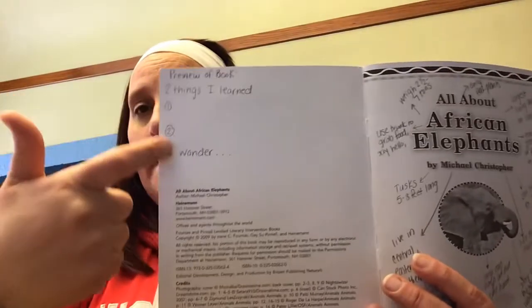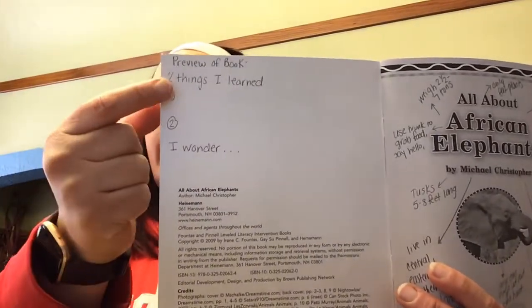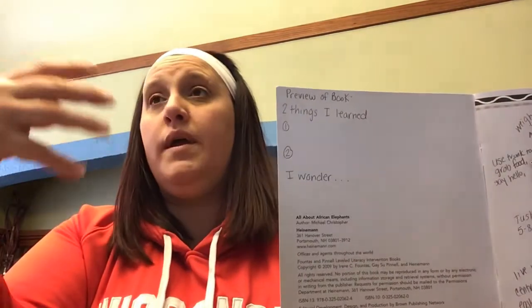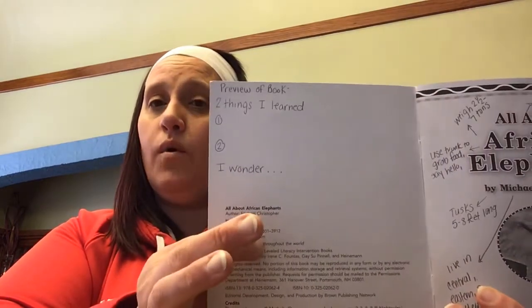So what you're going to do today is we're going to do kind of a walkthrough and a pre-read of this book. And then what I'm asking you to do, on the inside cover right here, is write two things that you learned and one thing you wonder. We talked about how when readers are previewing and researching, one thing that happens is that you get these questions about what you're reading or the topic. So that's something that you're going to do right here on the inside of your book.